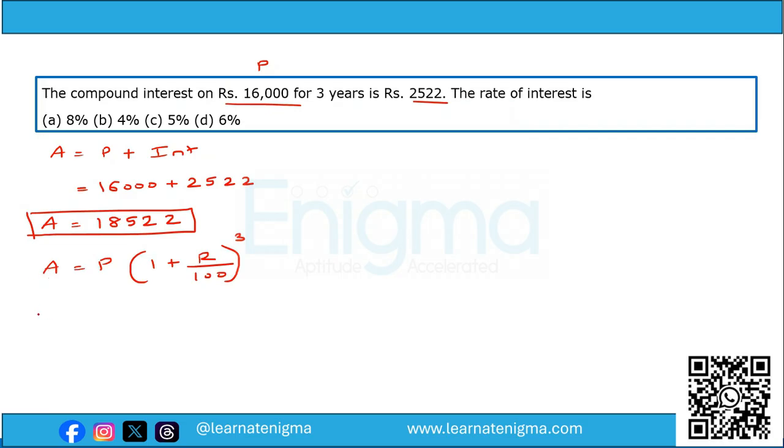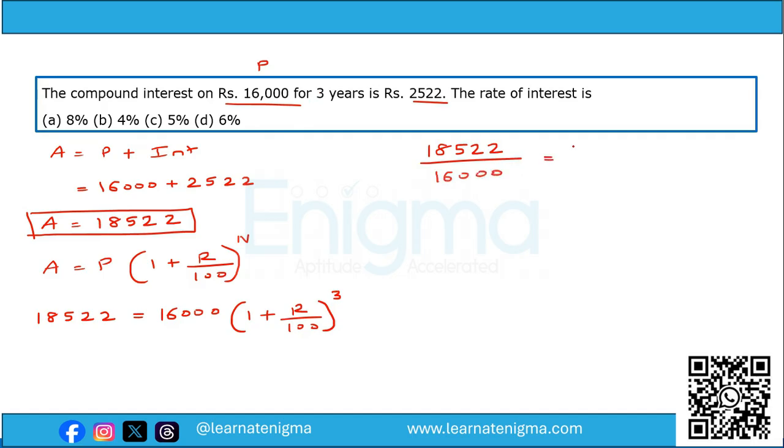Amount is 18,522, which is equal to principal 16,000 into, now the general formula is raised to n. Here it is 3. So therefore it becomes 1 plus r by 100 raised to 3. Okay. Now if we bring this 16,000 on the left hand side, we will have 18,522 upon 16,000 is equal to 1 plus r by 100 raised to 3.